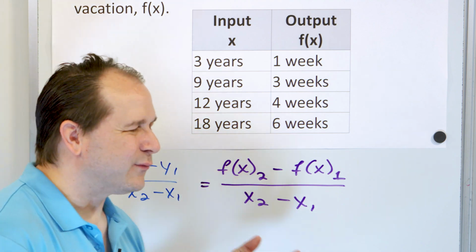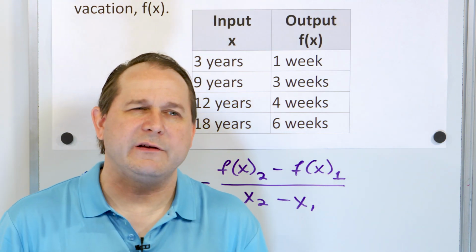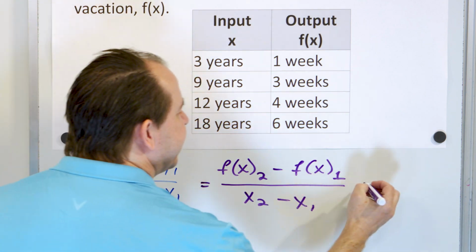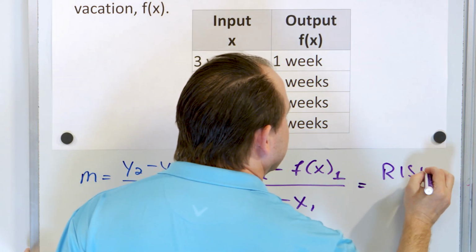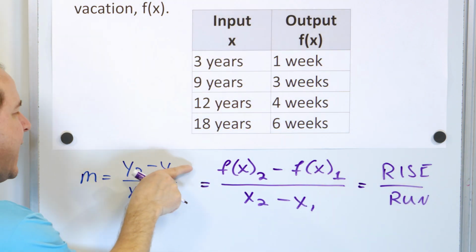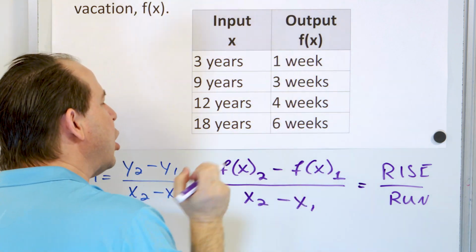Now this looks complicated, right? But I'm trying to break it down. I'm trying to show you that things look complicated at first, but they're not. All that's happening is this is the same thing as rise over run. In the past, we said subtract the y values, subtract the x values, but now we know that we don't call them y values anymore.